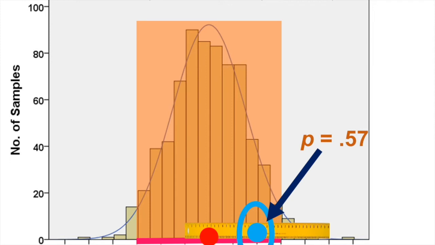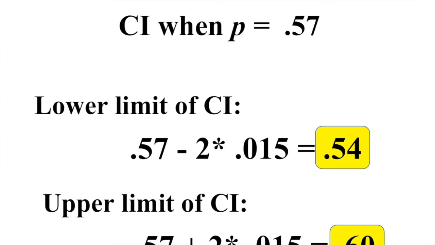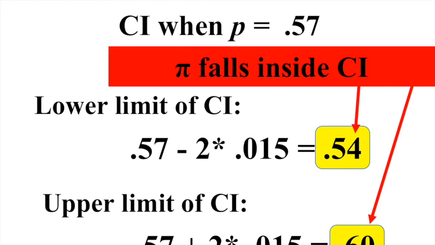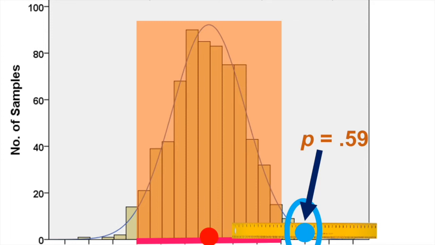So the question here is, is pi inside the second confidence interval that is centered on 0.57? As you can see, it overlaps, so it definitely is. Let's do the math again. So just 2 times standard error, and we can subtract it or add it, depending on if we want the lower limit or upper limit. And as you can see, pi falls within our confidence interval. Let's try another value. So p equals 0.59. If we look at it here on the histogram, we have our portable confidence interval, and you can see pi is not contained within that confidence interval.